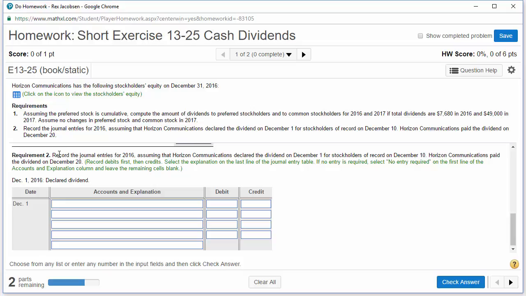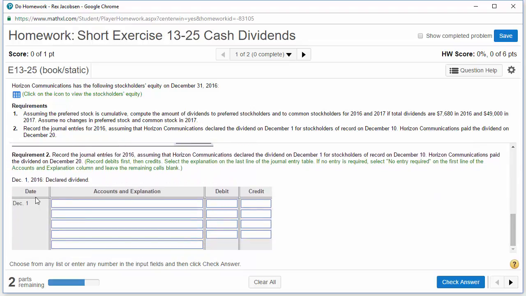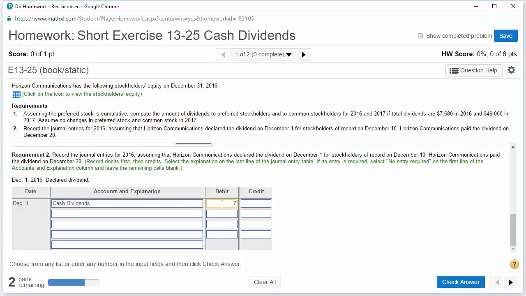So requirement 2, record the journal entries for 2016, assuming that Horizon Communications declared the dividend on December 1. So on December 1, we're going to declare the dividends for this year. So how much was the total dividends we're going to actually pay? It's only $76.80. So December 1st, we have to increase our cash dividends account. Remember, this is contra equity, $76.80, and we need a credit for $76.80.